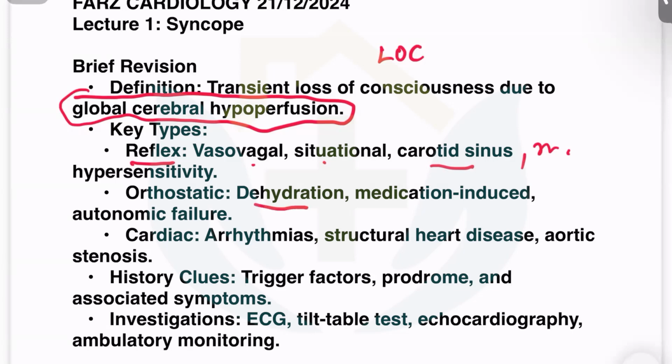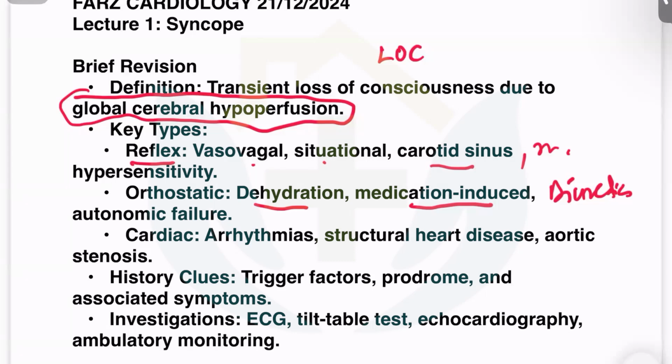Orthostatic causes include dehydration and medication induced, like patients on antihypertensives, beta blockers, digoxin, and diuretics, of course. They can have orthostatic hypotension. So many drugs can cause autonomic failure. For example, diabetes, autoimmune diseases, and so on and so forth. So these are the basic conditions where orthostatic hypotension is seen.